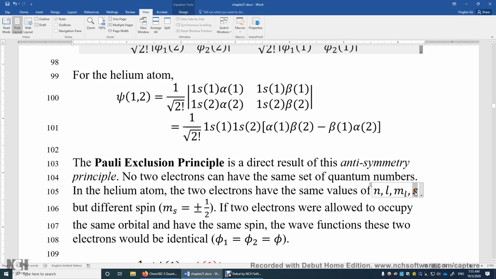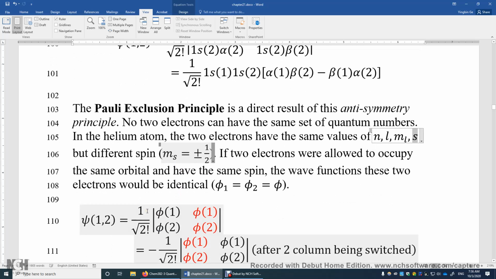The value of S for any electron is positive 1/2. Okay, no exceptions. It's just always 1/2. The Z component of S can be plus 1/2 or negative 1/2, and that quantum number is M sub S. All right, M sub S can be plus or minus S, and S is 1/2.